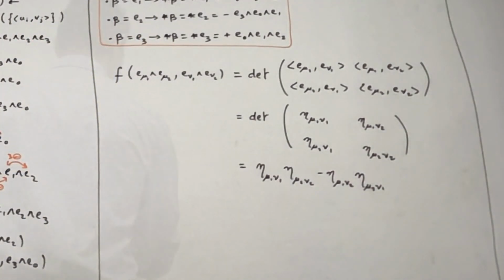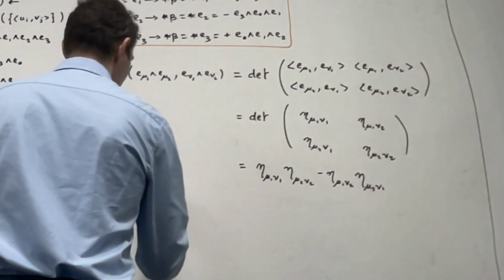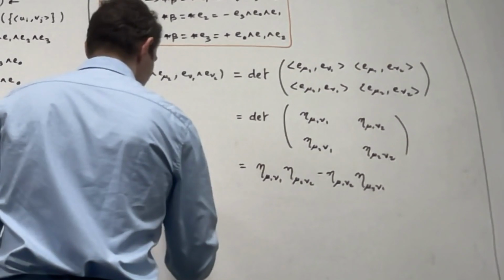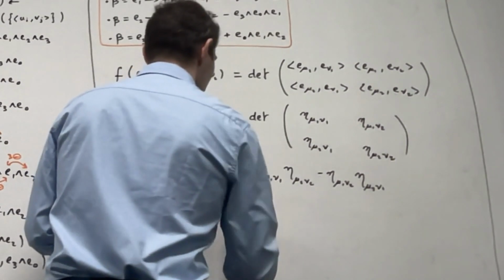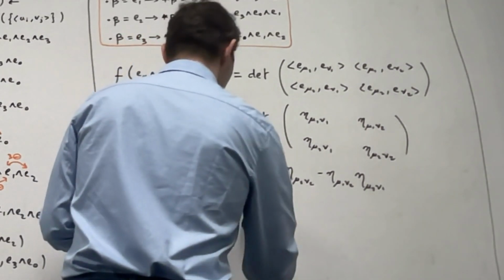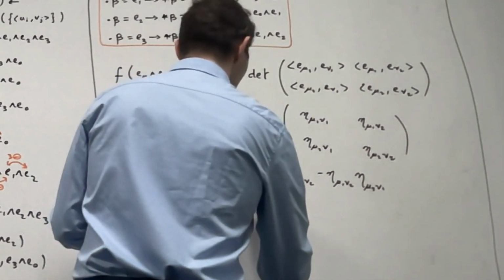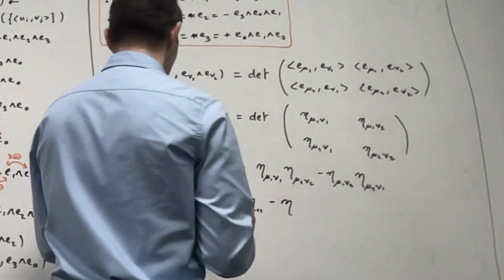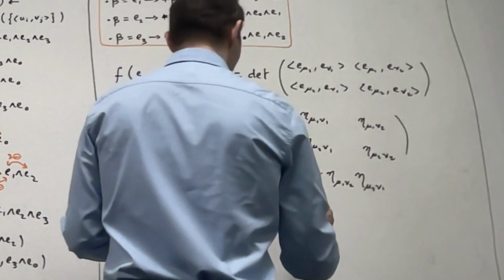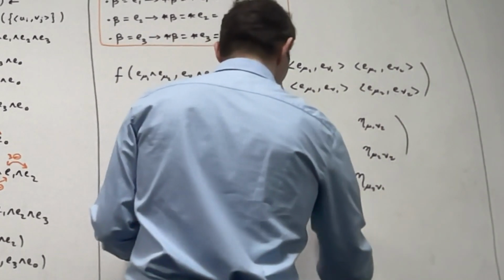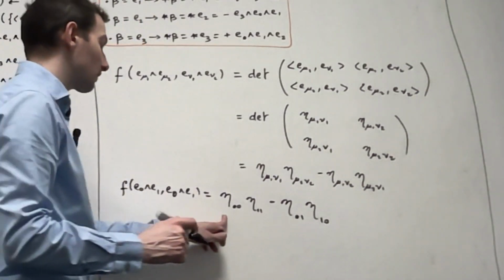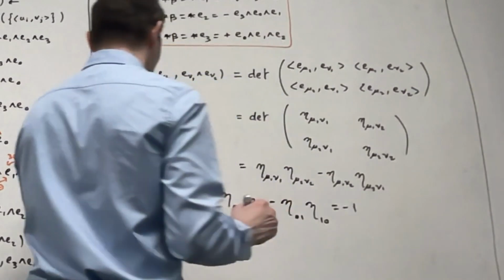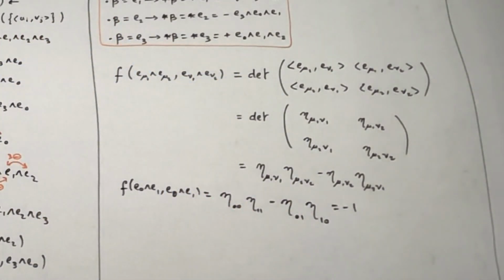Okay, so one of the consequences of this is that f of e0 e1, e0 e1 is equal to, and let's do it. So that's actually equal to eta 00 times eta 11, and then minus eta 01, and then eta 10. Okay, so this thing is 0 because these are not diagonal elements, and this thing is actually equal to -1. Okay, then in principle that should be -1, but let's look at other ones.